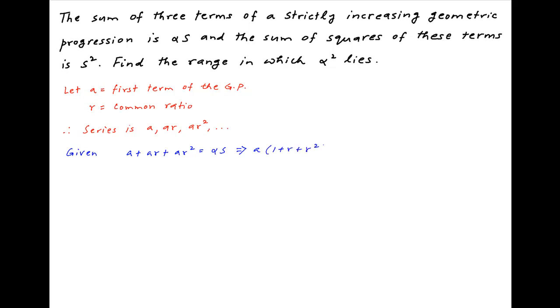Taking A common on the left hand side, we get A times (1 plus R square) is equal to alpha S. Let's denote this by 1. We are also given that the sum of squares of these three terms is S square. Taking A square common on the left hand side, we get A square times (1 plus R square plus R raised to power 4) is equal to S square. Let's denote this by 2.